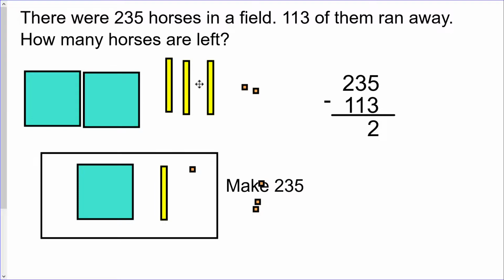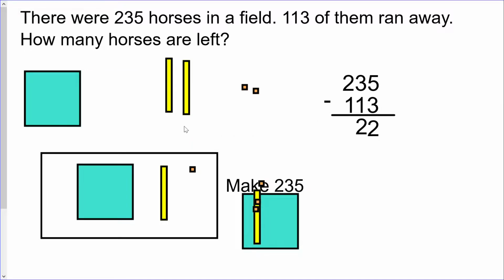Go to your tens place. Take away one of your tens. When I took away my 1 ten, how many are left? Good. Go to your hundreds place. When I take away the 100, I have 100 left. So my total number of horses that are left is 122 horses were left in the field. Did my number decrease? Did it get smaller?